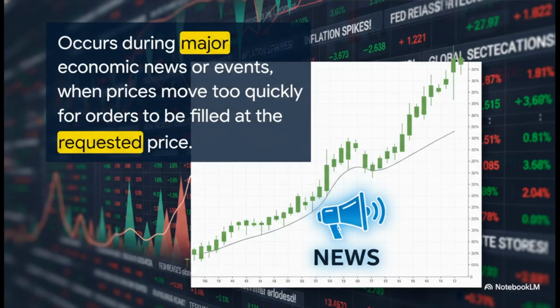Okay, first up, high volatility. Think about what happens during a big economic news announcement, like when a central bank speaks. Prices can just go haywire, moving so fast that they can gap right past certain price levels. This can mean your order gets executed at a completely different rate than you ever expected.